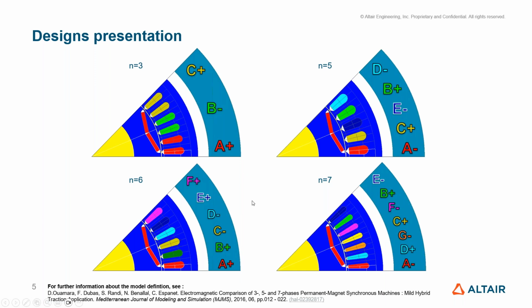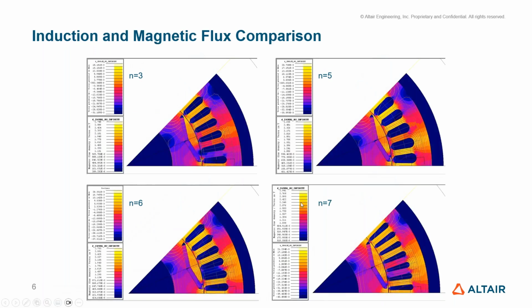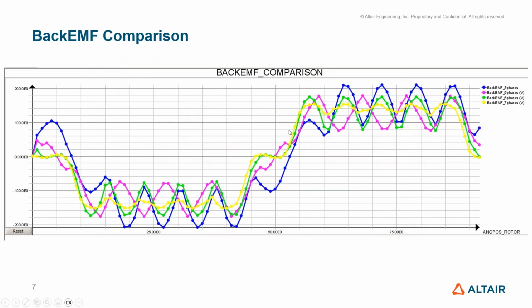And from that, we can run the flux resolution and obtain multiple electromagnetic parameters, such as, for example, the induction, the magnetic field ISO line, and the magnetic flux density ISO values here that you can see. You might also compute the back EMF.